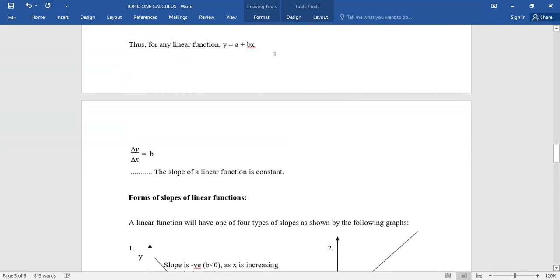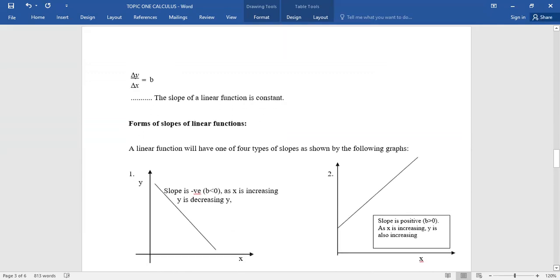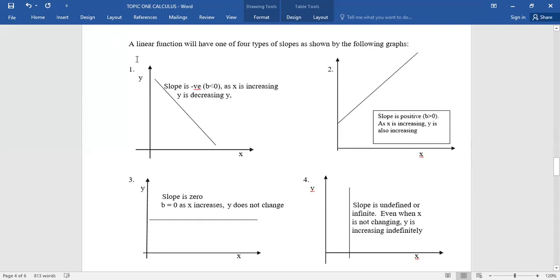So in other words, we are saying that the change in y over change in x gives us the slope of a linear function. And that is the gradient. When we are talking of the slope, the way it is slanting, you can easily tell even without the absolute figure. For instance, if we plot a linear function and we get a slope that is sloping downward, now the change in y, you can see what is happening. So our line is going down. In other words, we are saying that our gradient is negative.